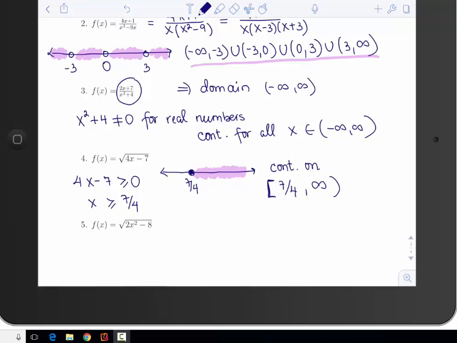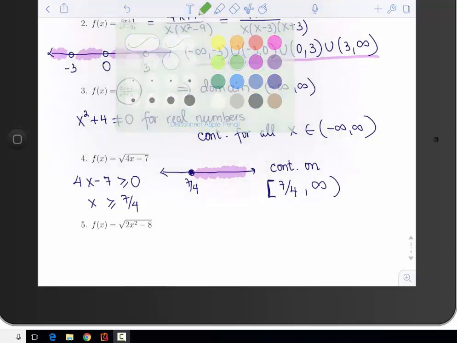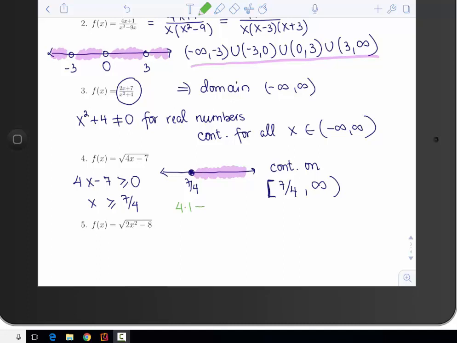So any other point we will have discontinuity. So you can always check. Okay, let's say I plug in a number that's to the left of 7 over 4. Let's just plug in 1. 4 times 1 minus 7. Square root of that is undefined. Okay, that function is not defined for x equal to 1. Hence, it's discontinuous. Okay, there is no point to talk about continuity unless the function is defined at that point.